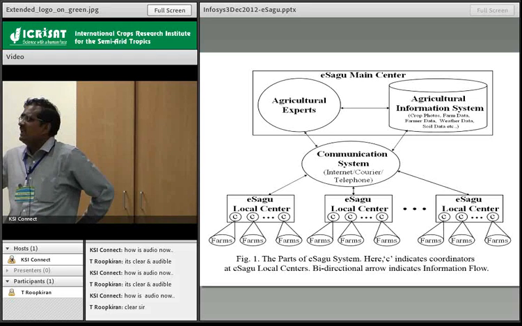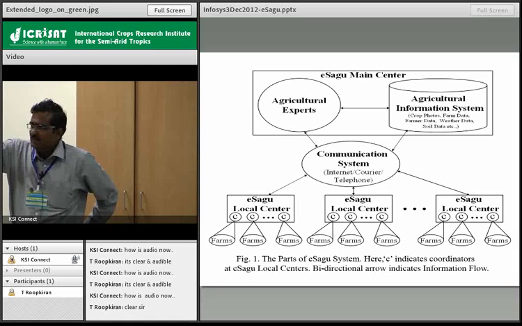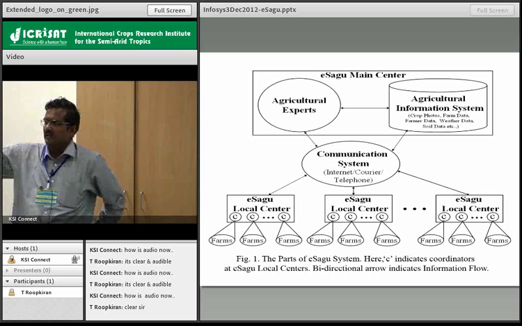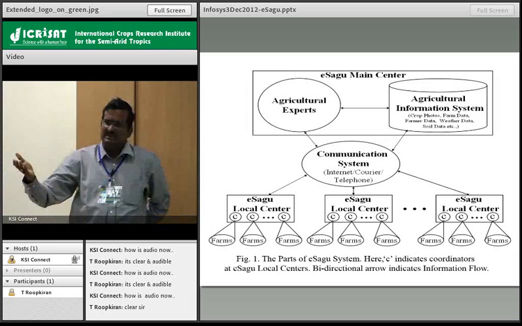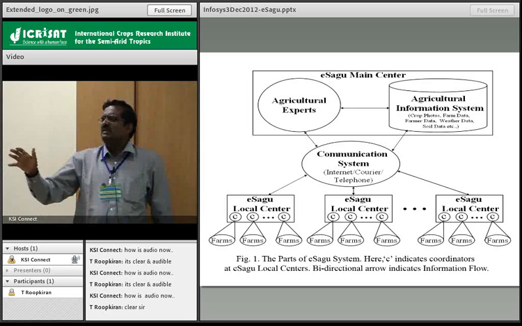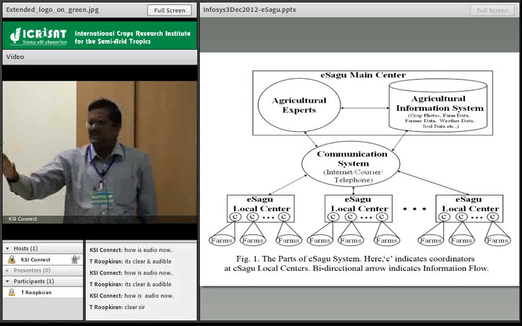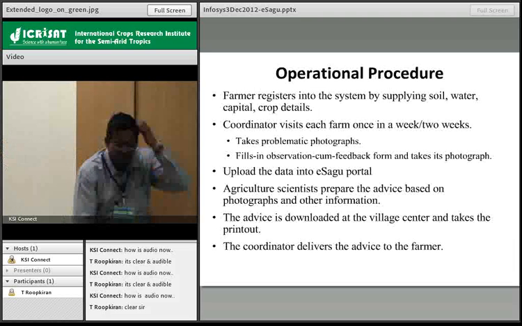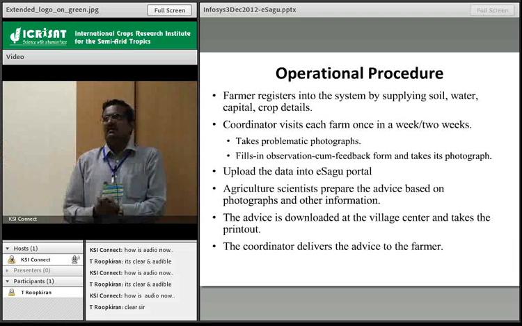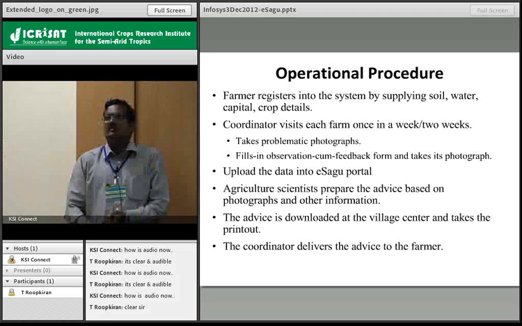Building a knowledge support system to speed up knowledge advice delivery is an orthogonal problem that can be done. But as of now, agriculture extension scientists are delivering advices. They can easily deliver the advice 95% of the time, and 5% of the time they have to visit. That is our experience. Most of the time they can take the decision. So this is the procedure. Regularly, every 10 days, each farm should be visited, and photographs have to come.